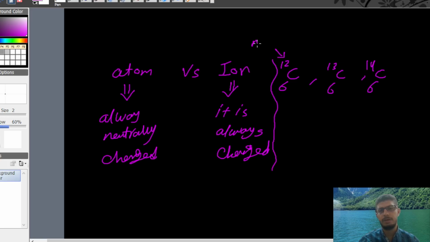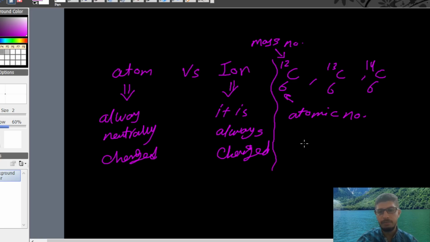So I can write it down for you. This is the mass number, and this is the atomic number. So all of these are neutral carbon atoms, but this is not our objective here. So we need to talk about the difference between atom and ion.